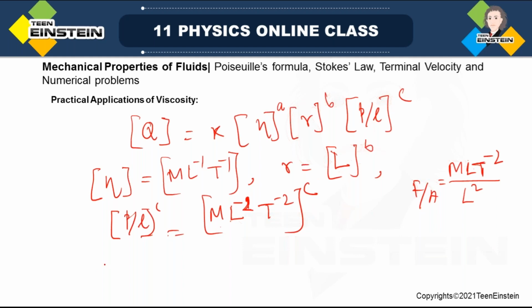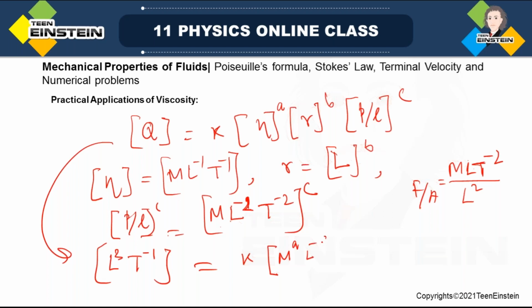So now look, I'll write the left hand side. What is that? Volume is L cube per T. So L to the power 3, T to the power minus 1. So this is the left hand side. I'm writing this equation itself. Now K is a dimensionless constant, and you have eta. See, eta to the power A means M to the power A, L to the power minus A, T to the power minus A.